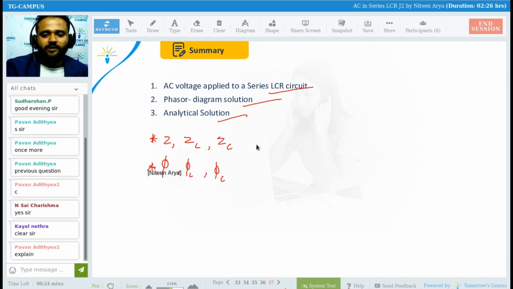Okay, and then the main important thing: resonant frequency and resonant condition. So what are the resonant frequency and resonant conditions? Omega naught is 1 upon the square root of LC, and the frequency is 1 upon 2 pi under root LC. So these three things are the most important from a numerical perspective. Other things are also important, but those are more theory-wise. Is this clear, everyone?